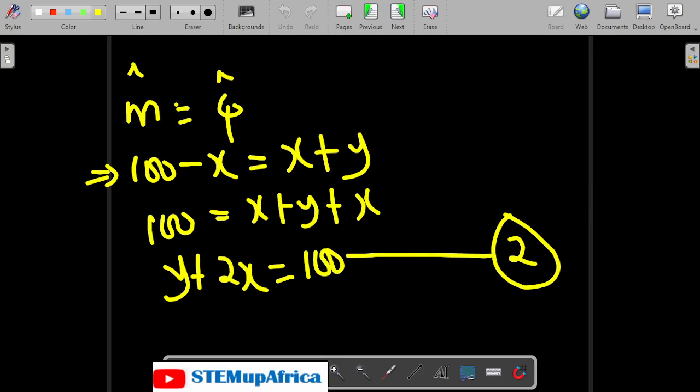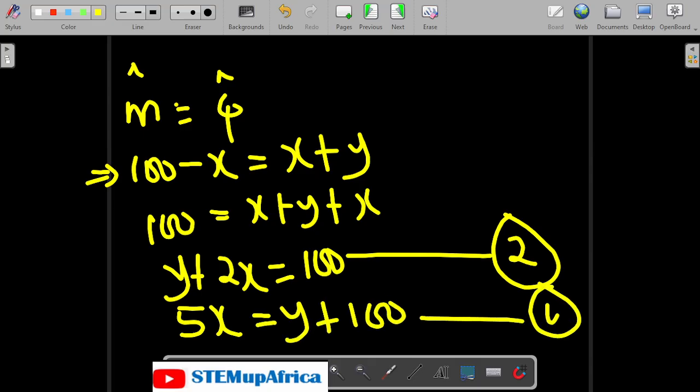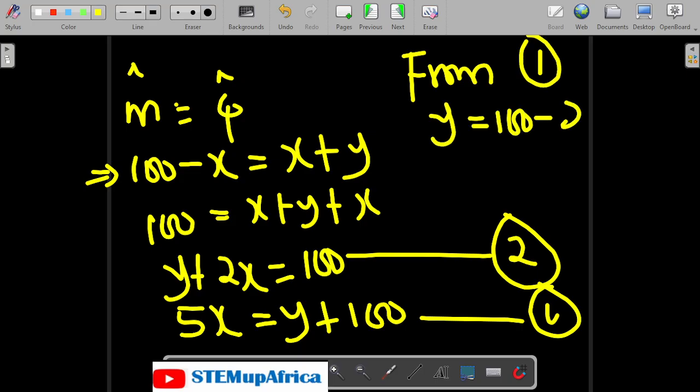I'm having 5x is equals to y plus 100. This is our equation 1. So we can solve by substituting. I can make y the subject formula from equation 1 or equation 2. It's my choice. So I will say from 2, my y is now what? 100 minus 2x. Let's call this equation 3.